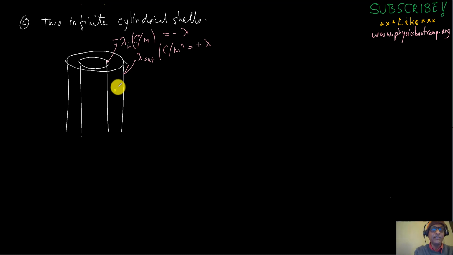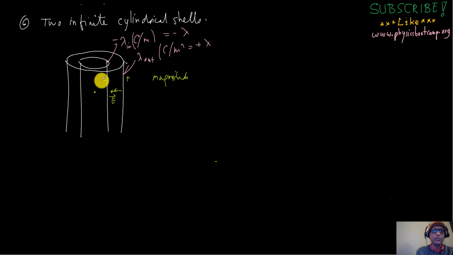I need the electric field here. So this is my positive plate, and this is the negative plate, and so the electric field points towards the center. Okay, that's the direction of the electric field. And what's the magnitude of the electric field?